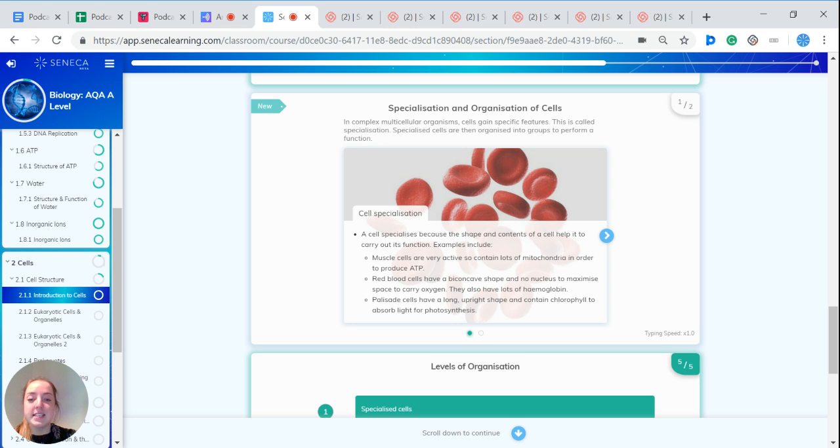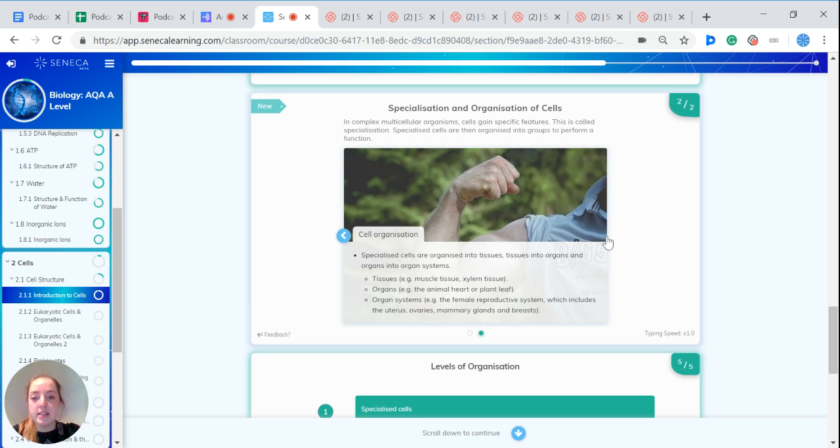These are very active, and so they contain lots of mitochondria in order to produce ATP. Another one is red blood cells, and they have a biconcave shape and no nucleus to maximize space to carry oxygen. They also have lots of hemoglobin. Palisade cells have a long upright shape and contain chlorophyll to absorb light for photosynthesis.